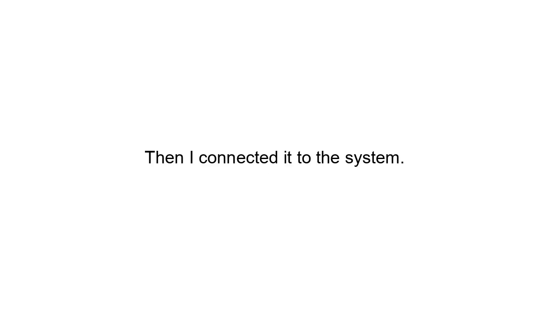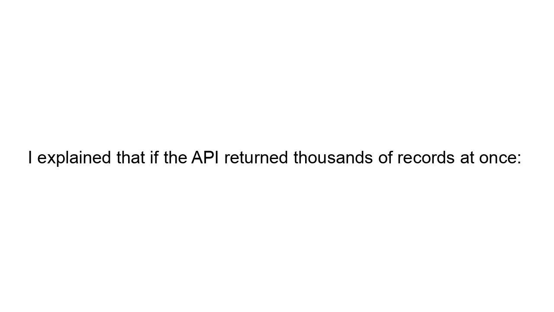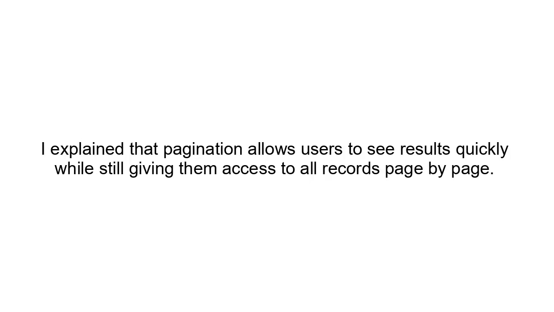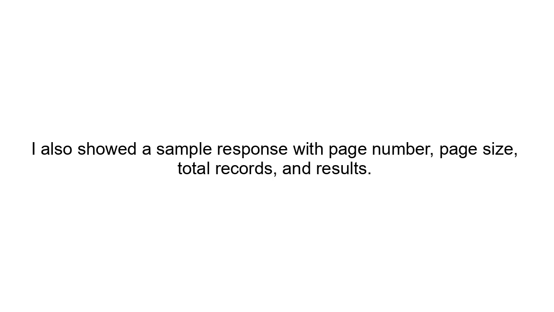Then, I connected it to the system. I explained that if the API returned thousands of records at once, the page could load slowly, the database would work harder, the browser could become slower, the user experience could become worse, and the system could struggle during peak traffic. I explained that pagination allows users to see results quickly while still giving them access to all records page by page. I also showed a sample response with page number, page size, total records, and results.